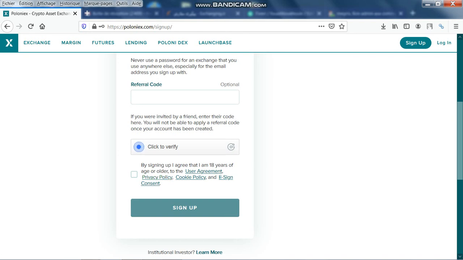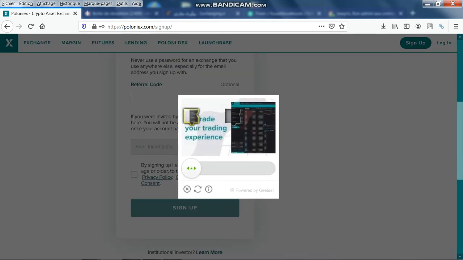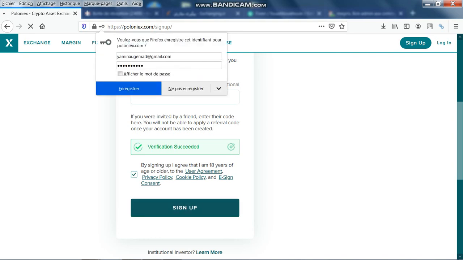After that, you click here to verify that you are not a bot. This is a verification process to verify that the users that are registering are not bots. After that, you agree to the terms and conditions, that you are 18 years old, and also that you don't come from a country that is under sanctions or embargo, like Syria, North Korea, Iran and Cuba. After that, you agree to the terms and conditions, and then you sign up for an account on Poloniex.